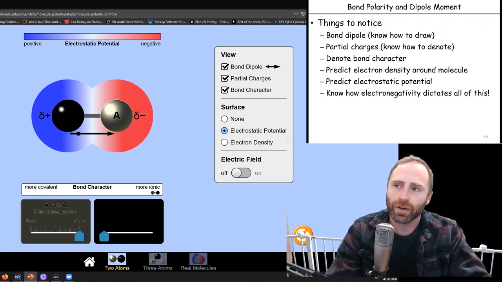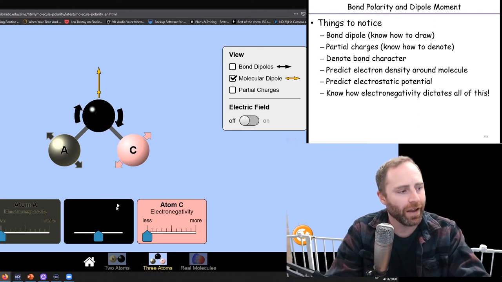We've talked about bond dipoles, shown how the arrow works and how that's drawn. We've done partial charges, and we draw that little squiggly partial charge, that lowercase delta. We've talked about bond character. We've talked about electron density, potential, electrostatic potential, and how electronegativity dictates all this. Let's do one more complicated example and see how this stuff still applies, but for even more complicated stuff.